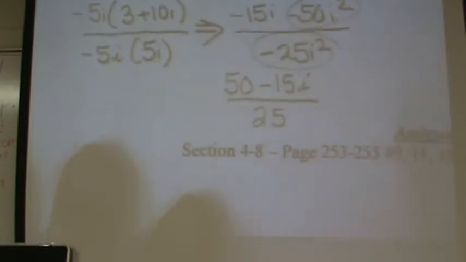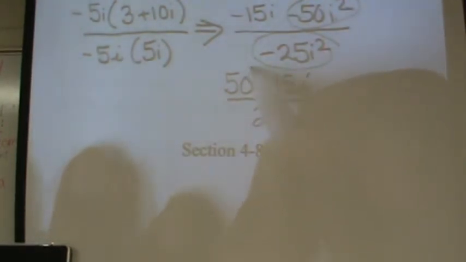Anyone see something that they can do in this problem? Top and bottom. By what? What number goes into all three of these? 5. So can you reduce all three of these by 5? 5 goes into 50 how many times? 10. 5 goes into 15? 3, and 5 goes into that.